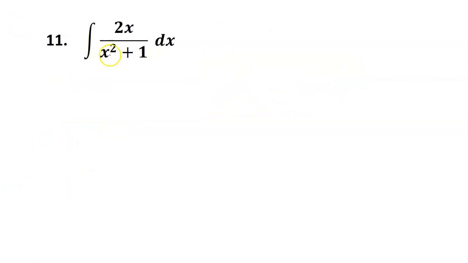In number 11, the degree of the denominator wins by 1. So let's just do U-substitution. We will let u equal the entire denominator. So u will equal x squared plus 1. That means u prime will equal 2x. Let's do the substitution and see what happens.